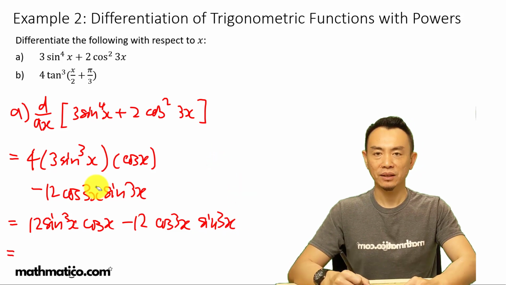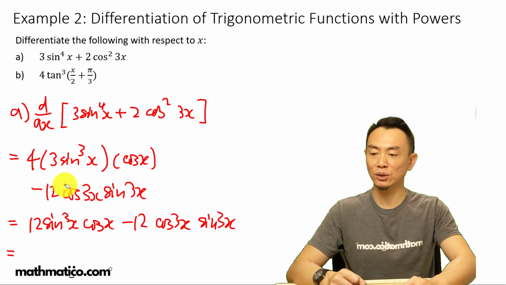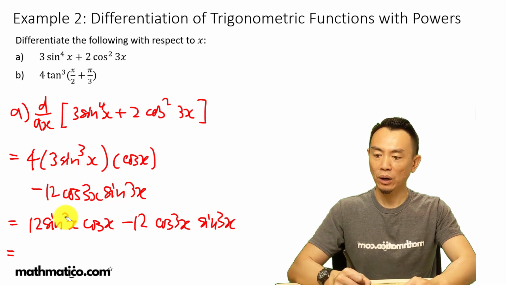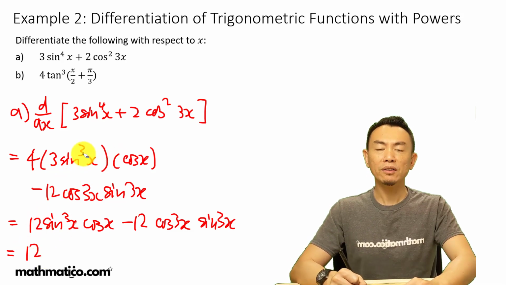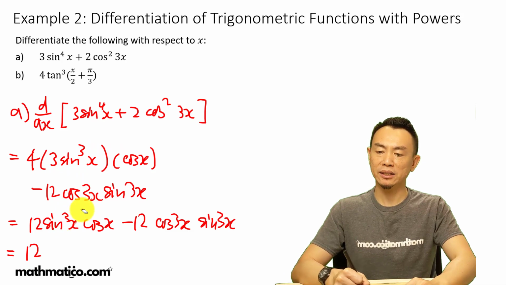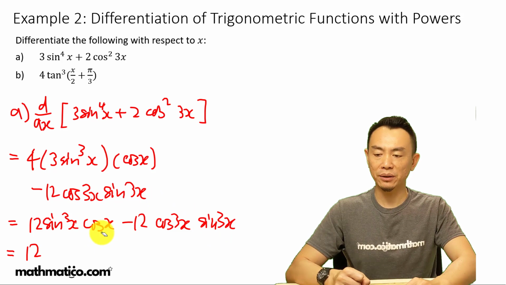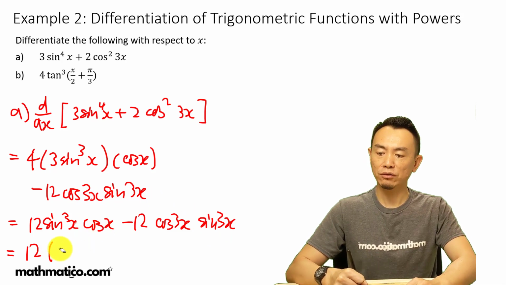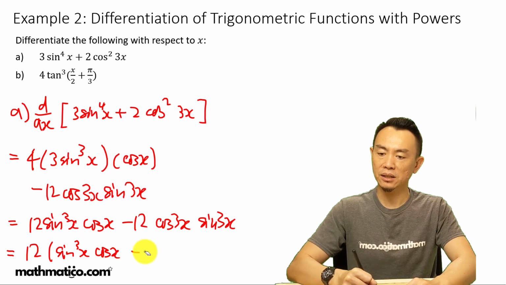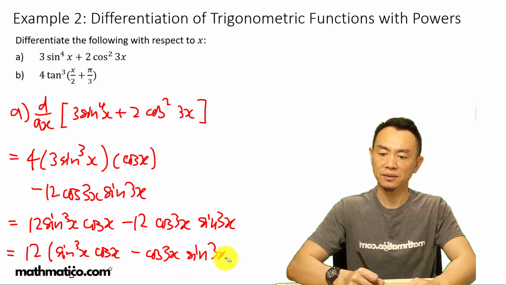Right, that's it. And typically for differentiation questions, it's important to do the factorization. So let's do that now. 12 is a common factor, but this sine cube x and sine 3x, they are not the same. So we can't factor it out. All that we have would be 12 of sine cube x cosine x minus cosine 3x sine 3x.